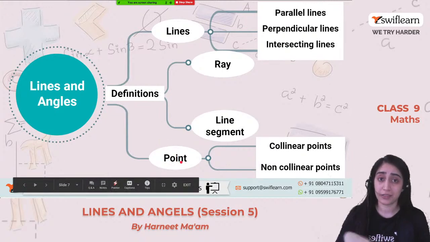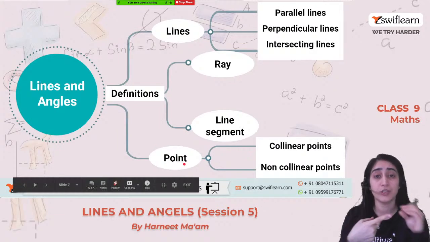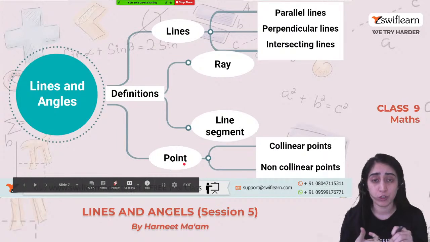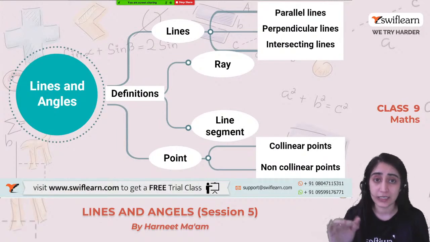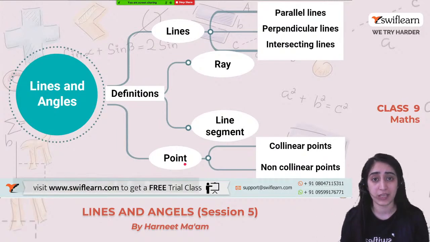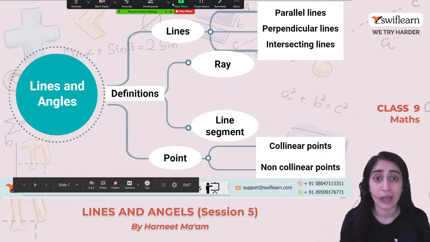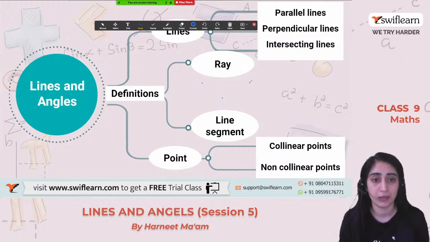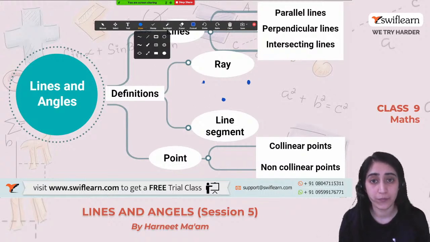Coming on to points, we also studied points. So points we studied in 2 ways. One was collinear, one was non-collinear points. So collinear points are those points which fall on one line. So if I have 3 points and I am able to draw a line out of those 3 points. So suppose these are the points. I'll make it a little bigger. So this is a dot. This is a point. I'm making a bigger one. Okay. So will you call these points collinear?